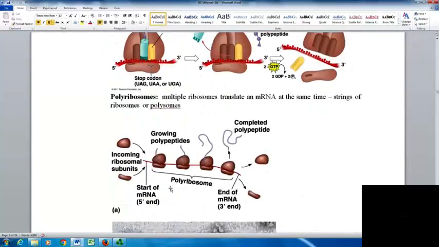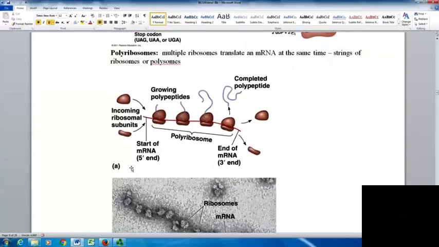When you have polyribosomes, you can have multiple ribosomes translate an mRNA at the same time. Here you can see this is a single mRNA and multiple ribosomes lined up. So these are strings of ribosomes or polysomes. This will allow you to make a very large amount of protein from a single set of directions.